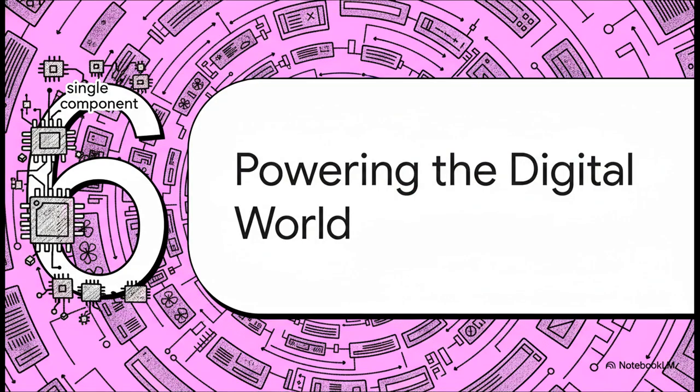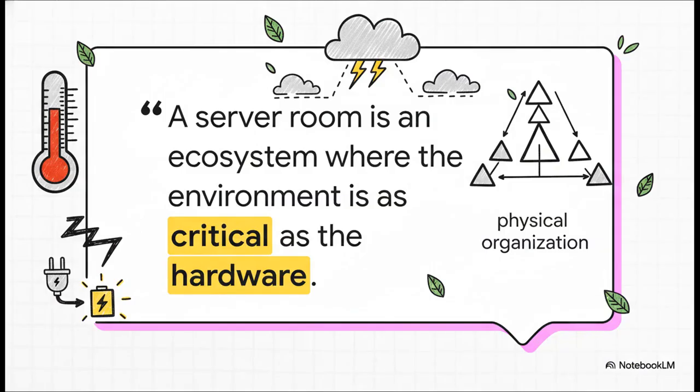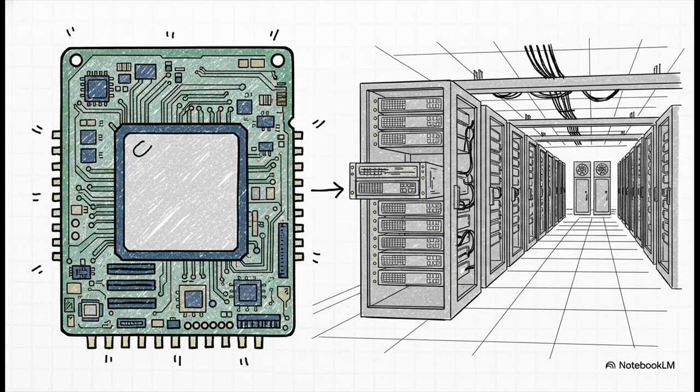So let's zoom back out. From a single tiny component to the environmental rules for an entire room, all of this stuff, all this work, it all comes together for one single purpose. You see, a server room isn't just a closet full of computers. It's a living, breathing ecosystem. The environment, the temperature, the power, the airflow is just as critical to keeping our digital world online as the actual computer chips themselves. So, the next time you save a file to the cloud, this is where it's going.